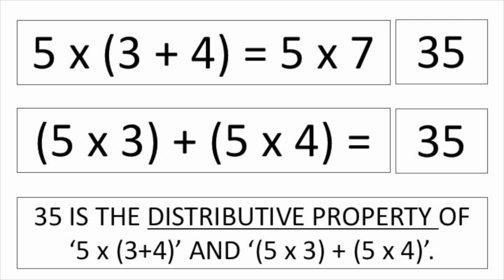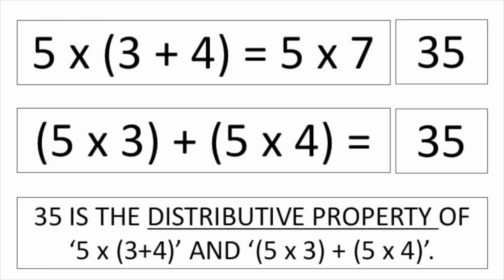35 is the distributive property of 5 times 3 plus 4 and 5 times 3 plus 5 times 4. Note the two different ways to get the same answer. That's distributive property. And finally, our fourth way.